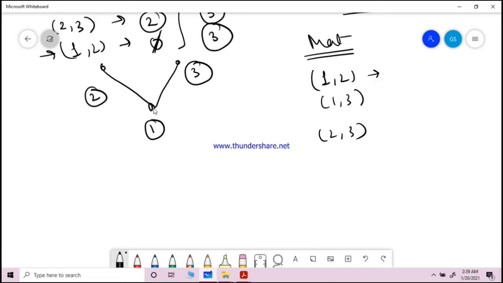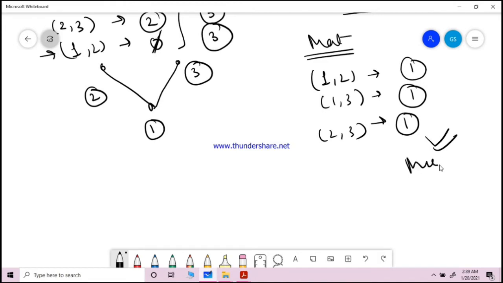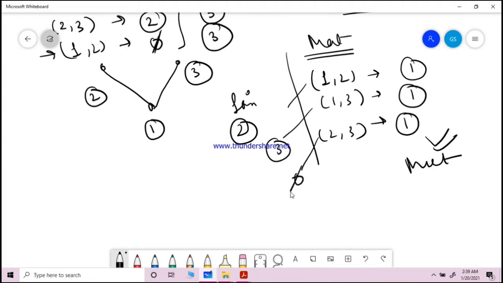For 1 and 2, the lower point is 1. For 1 and 3, the lower point is 1. For 2 and 3, the lower point is 1. Yes, this is meet semi-lattice. Let's see if the join exists. For 1 and 2, 2. For 1 and 3, it's 3. For 2 and 3, it's 5. So this is not a join semi-lattice, but yes, this is meet semi-lattice.